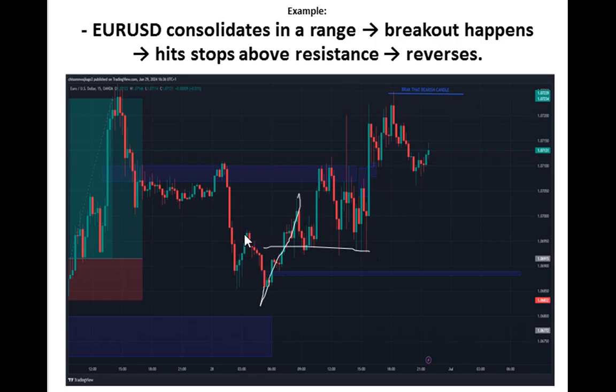It entered this breaker block itself. Look at this breaker block. This one. The last bullish candle before the bearish movement. This is it. Now this is a bullish breaker block. So the last bullish candle before the bearish, then the move up. Look at the breaker block here. This one. So the market entered the breaker block, then moved higher.